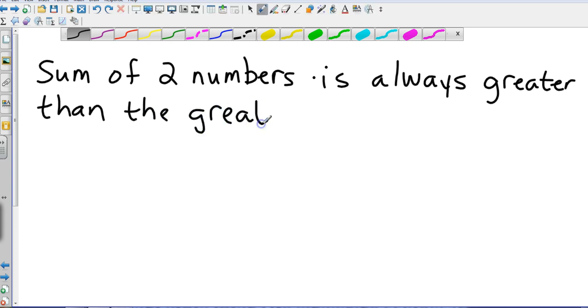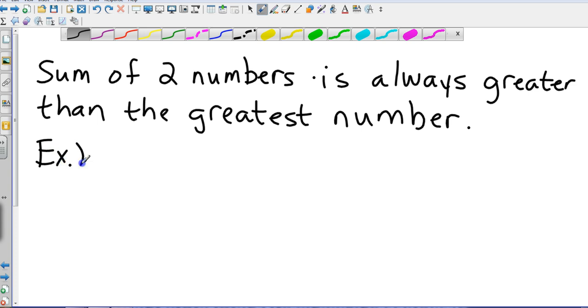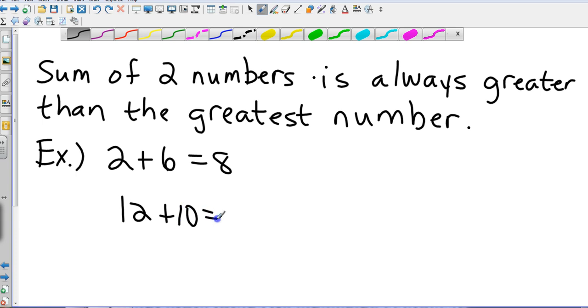Now, this looks like a pretty true statement. You might have some numbers popping around in your head. Let's say we take 2 plus 6. The sum is greater than the greatest number. I think you would agree. How about 12 plus 10? The sum is greater than the greatest number. However, watch this.